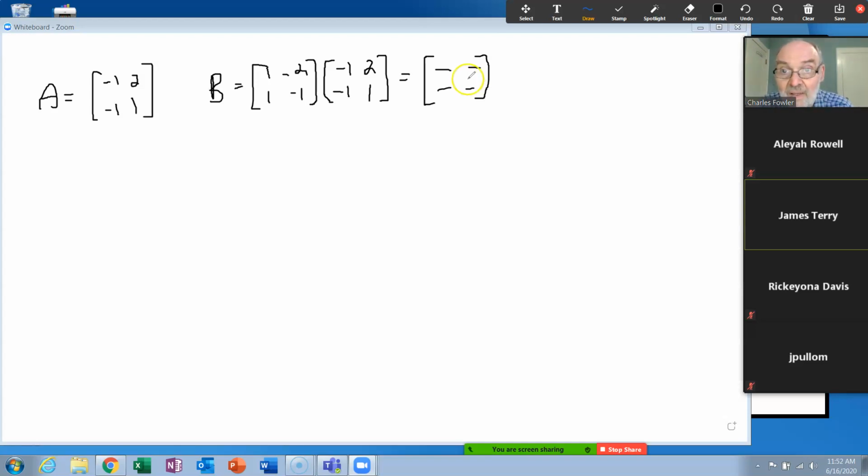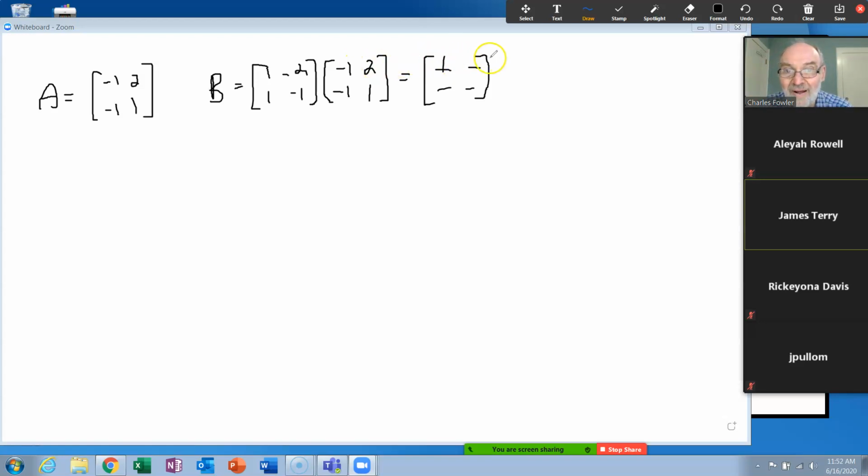All right. This entry is the first row, first column. So we'll do the first row of B times the first column of A. You could have done it the other way. We're doing it this way too. What does that give you? One and negative one is negative one. Right. Negative two and negative one is 2, so it gives you 1. Excellent. Okay. I thought you were doing all the ones for me there at once.